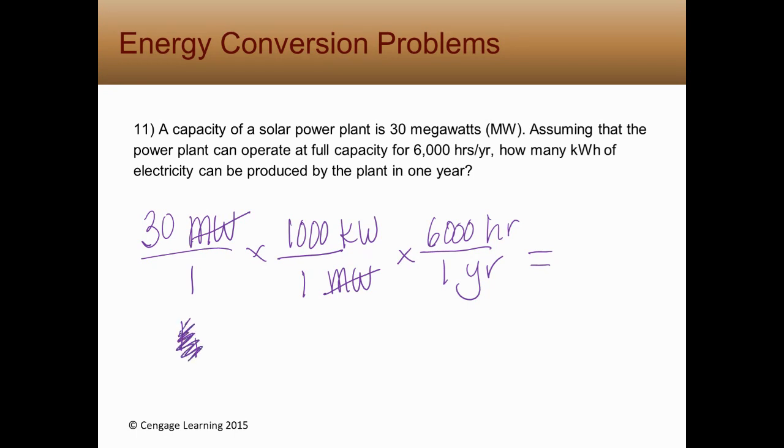I don't know how to erase. We're going to get 180 million kilowatt hours per year. Now I want you to pause this and see if you can convert that to scientific notation.